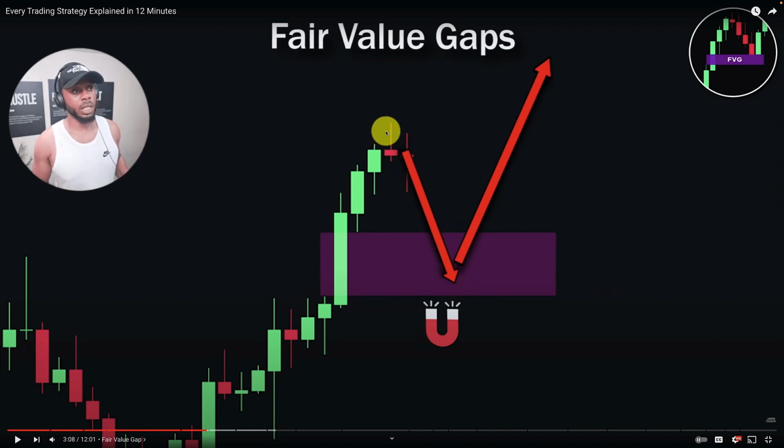Once it drops, there's going to be liquidity above this high. This is where I'll run that trade to, right above here.